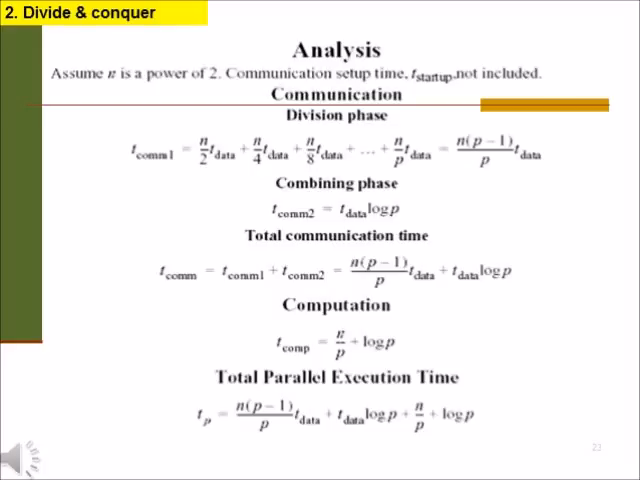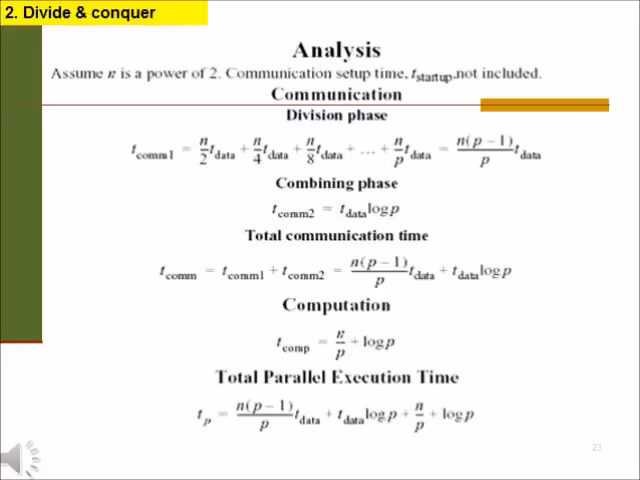So, how much time does this all take? We shall assume that n is a power of 2. The communication setup time, T startup, is not included in this slide for simplicity. The division phase essentially consists only of communication if we assume that dividing the list into two parts requires minimal computation. The combining phase requires both computation and communication to add the partial sums received and pass on the result.